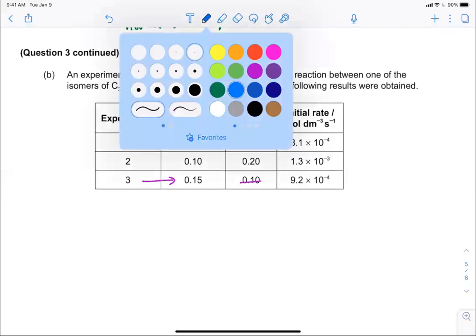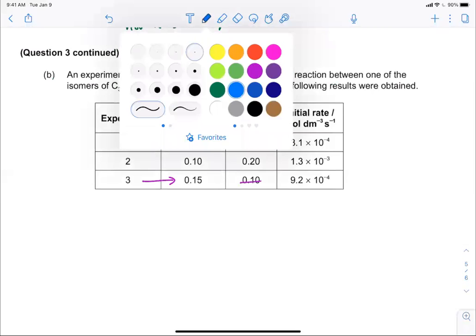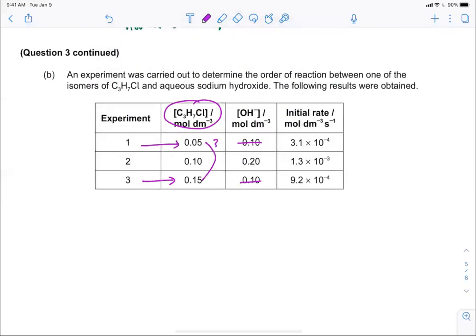So if you look here, oh, let me stick with this color. This increased by a factor of 3. And this increased by a factor of 3. So therefore, when C3H7Cl increased by a factor of 3, the rate increased by a factor of 3. Therefore, the exponent for C3H7Cl has to be 1. So it has to be first order here. So we know the exponent for this is 1.